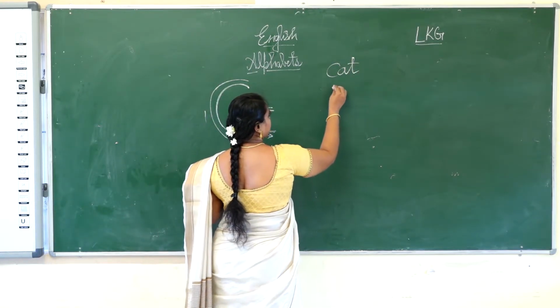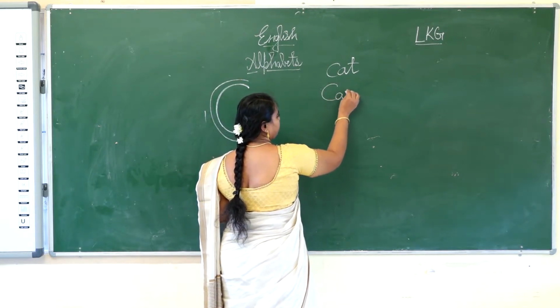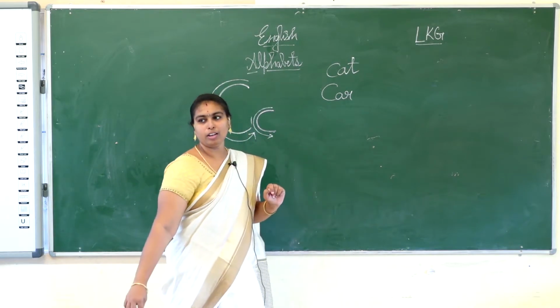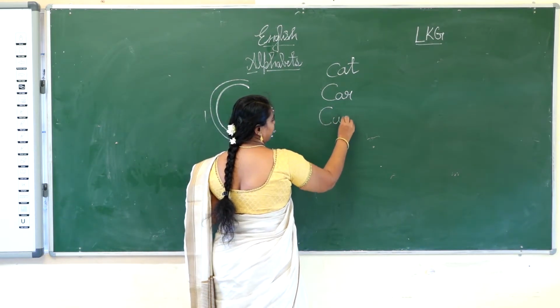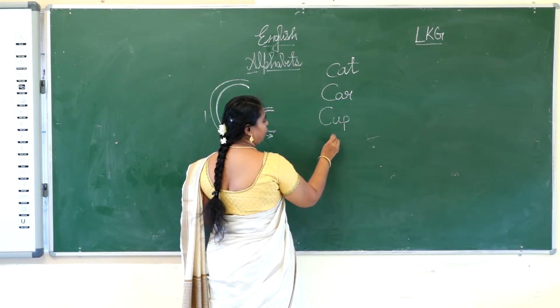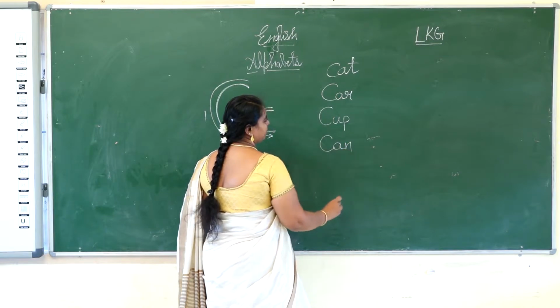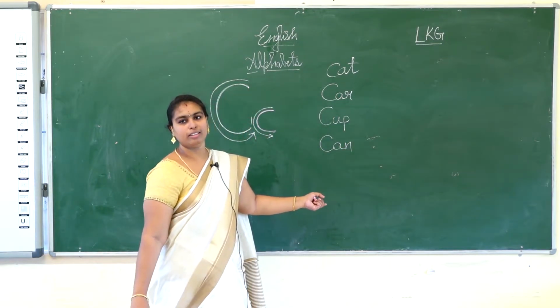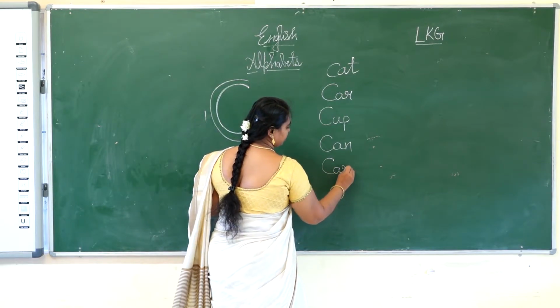C for cat. C for car. C for cup. C for can. C for cards.